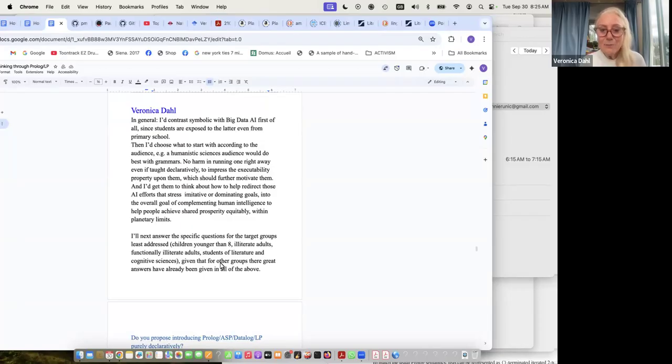And I get them to think about how to help redirect those AI efforts that stress imitative or dominating goals into the overall goal of complementing human intelligence to help people achieve shared prosperity equitably within planetary limits. We don't have in any of our sciences, actually, an umbrella goal like that. I think it's time we had one. Let's start with our discipline.